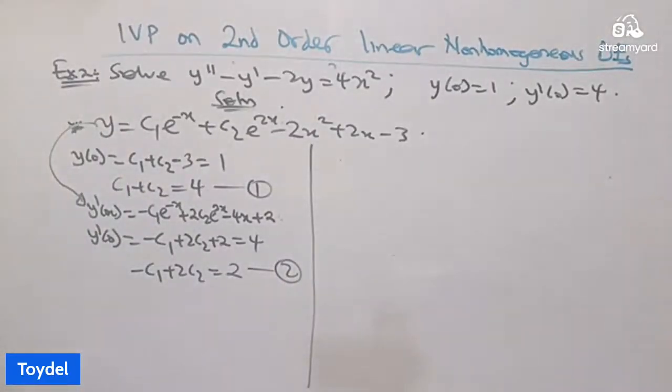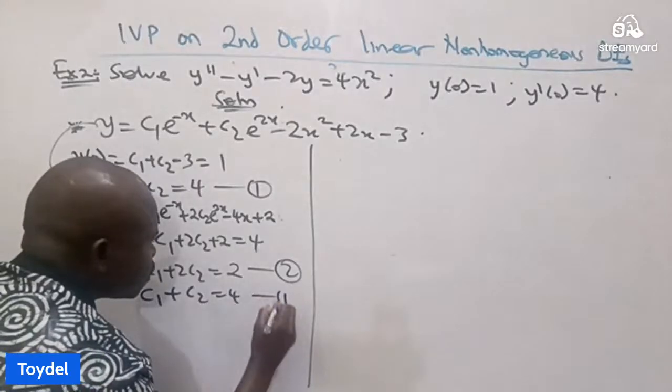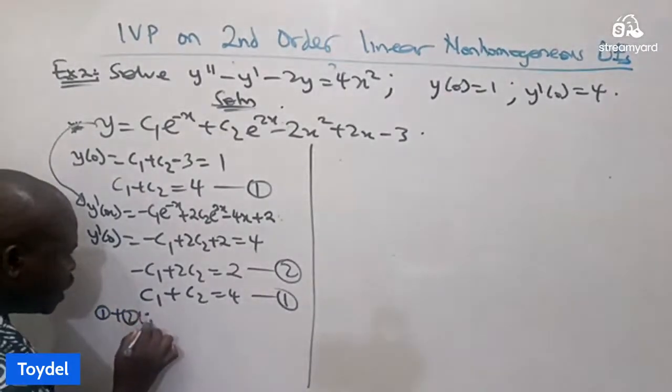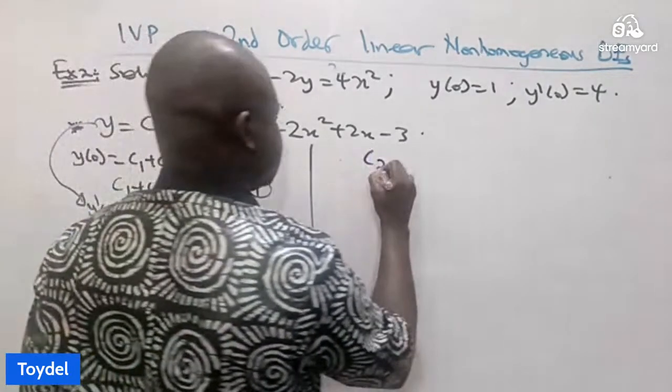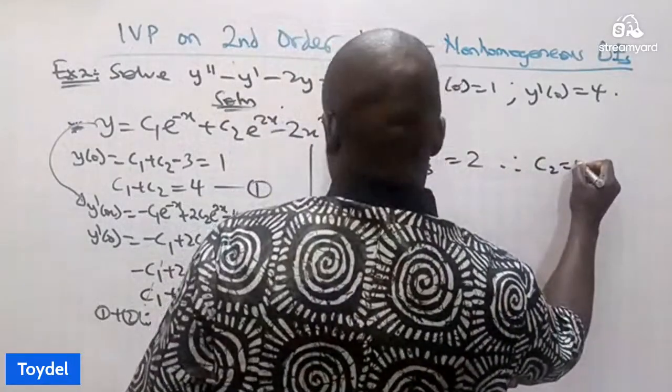So we have gotten the two equations, equation 1 and equation 2. Now, equation 1 is C1 + C2 = 4. Adding equation 1 and equation 2, C1 cancels out, and we get 3C2 = 6. So C2 = 6/3, which is 2. Therefore, C2 = 2.